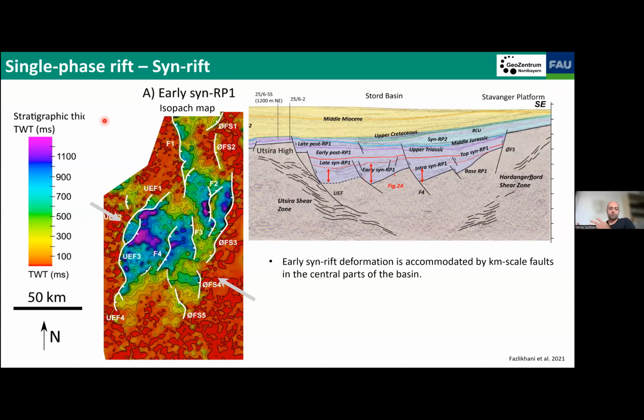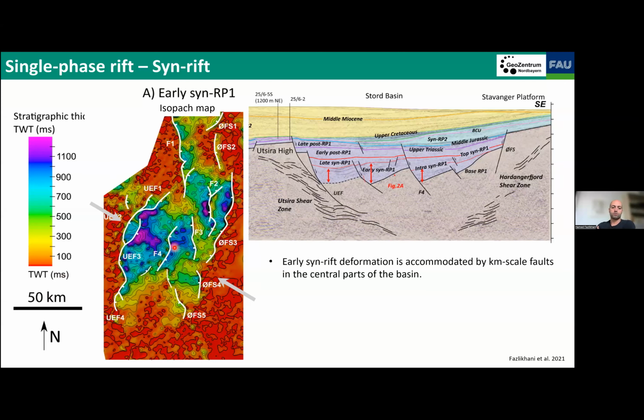The map on the left-hand side is a time thickness map of the early syn-rift during the Permo-Triassic. Basically we are looking at this interval that I am highlighting with these red arrows. What we see is that the main depocenters developed in the central part of the basin, and are also fairly distributed along the basin-bounding faults here, and in the central part of the basin where we have smaller-scale faults. The scale here is about 50 kilometers, so we are looking at only major large faults.